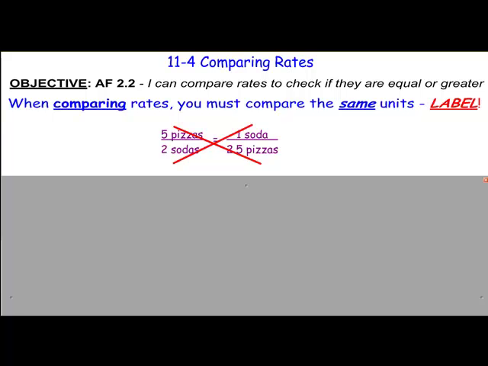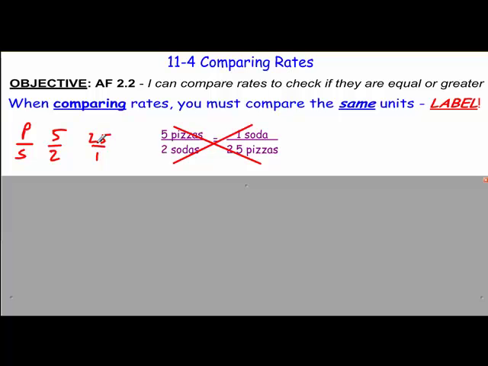On comparing rates. When you compare rates, you must compare the same units. That's why we label. Notice here we're comparing pizzas to sodas. Pizzas to sodas is not the same as comparing soda to pizzas. This is why we write our labels over here, pizzas to sodas, and we would say it's 5 to 2. That way when we write our other ratio, we know where to write it. Well, sodas go down here and pizza goes up here.